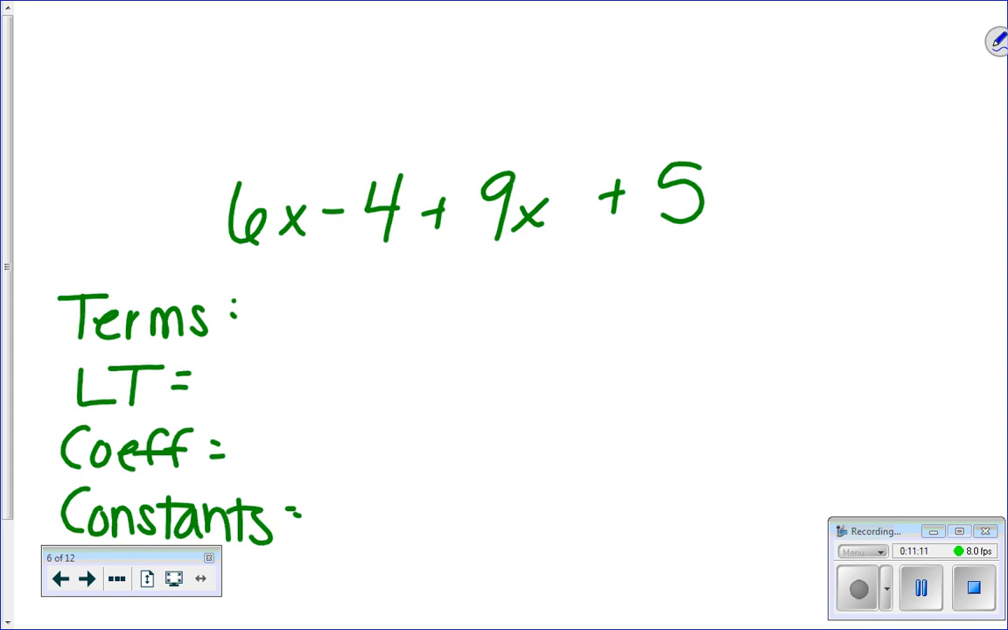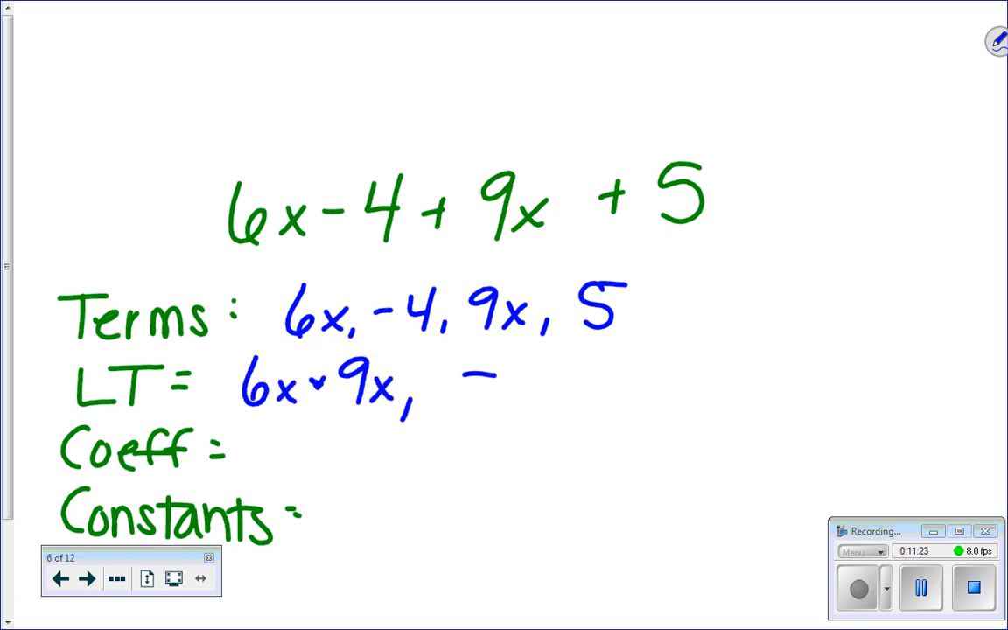All right. Terms, what do you think? Yep. Like terms? Yep. And -4 and 5. Because I can put them together, right? Okay. So they're also considered like terms even if they don't have a variable in them. Coefficient? Yep. Constant? Very good. Any questions on this?